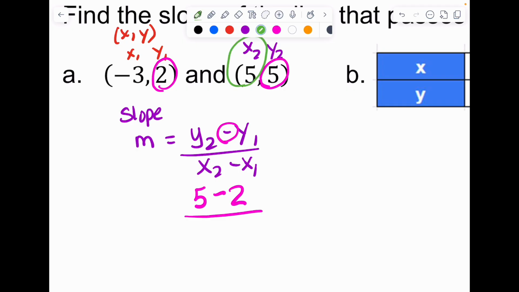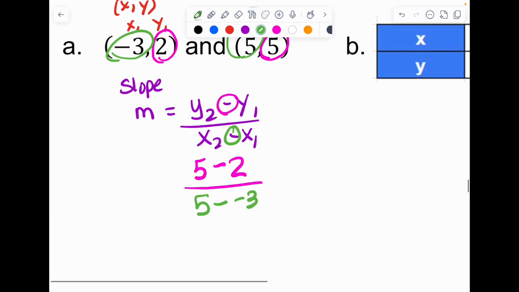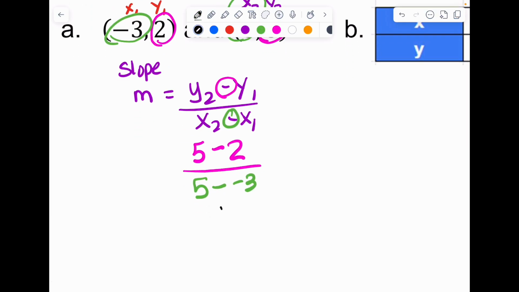My x2 is also 5. Carry down this, subtract. Then the negative on the 3 carries. So those are not the same negative. 5 minus 2 is 3. 5 minus a negative 3, the 2 negatives become a positive. So the slope of this line is 3/8.